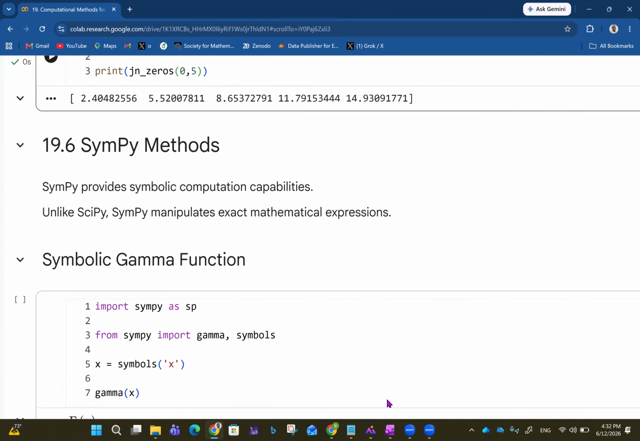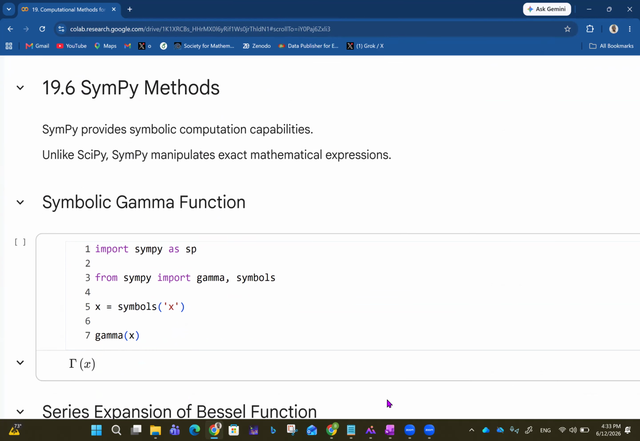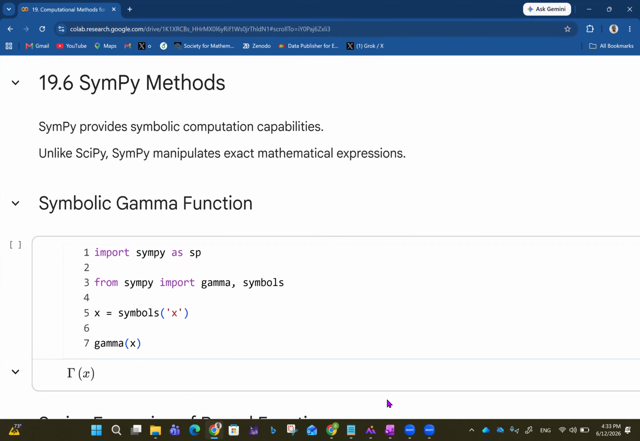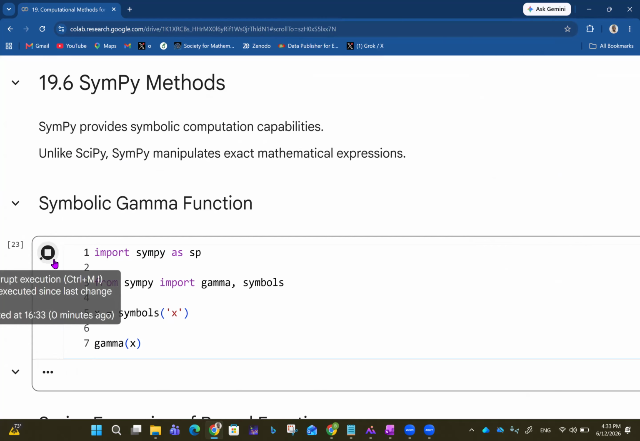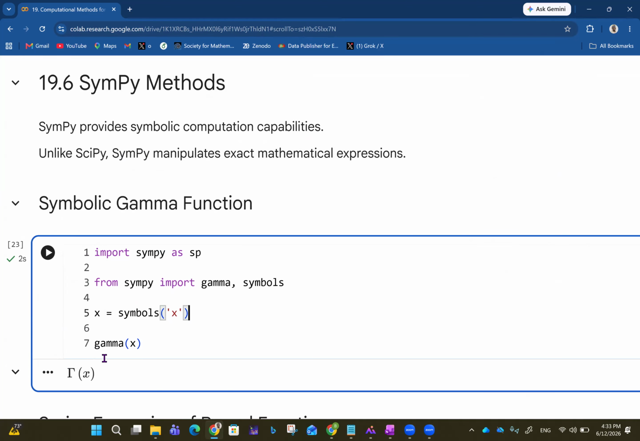Then now we have the SymPy method. SymPy is symbolic. So if you want the exact form instead of the numerical way, SymPy does it. If you want numerical, SciPy does that. SymPy provides symbolic computation capabilities. Unlike SciPy, SymPy manipulates exact mathematical expressions. So you have the symbolic gamma function, for instance. Instead of giving you a numerical value, you just get gamma the way you would have it, given in terms of gamma.